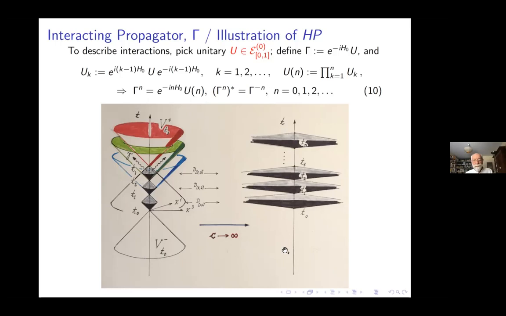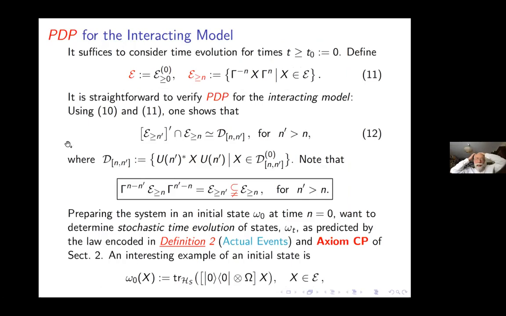All right, now I claim, and this is very easy to verify, that the interacting model also satisfies the principle of diminishing potentialities. This is because the algebras E greater or equal to n of the interacting system arise from the algebras I had before for the non-interacting system simply by conjugating with unitary operators. So it's very easy to verify that the principle of diminishing potentialities is valid for the interacting model, at least as long as we go along with the discretization of time.